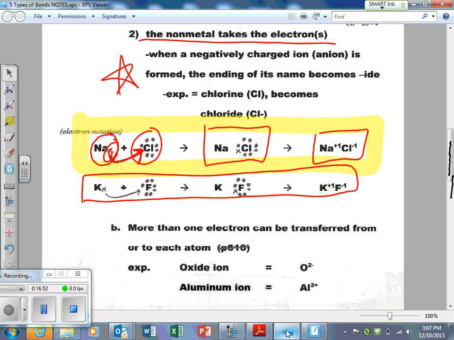Okay, so now look at this. Our next note is more than one electron can be transferred from or to each atom. We already did that. We already did the magnesium and oxygen one, right? So we just showed an example of that.